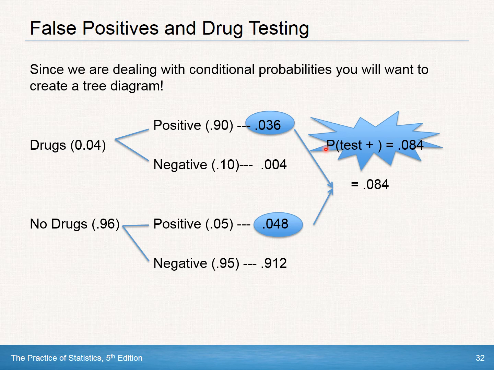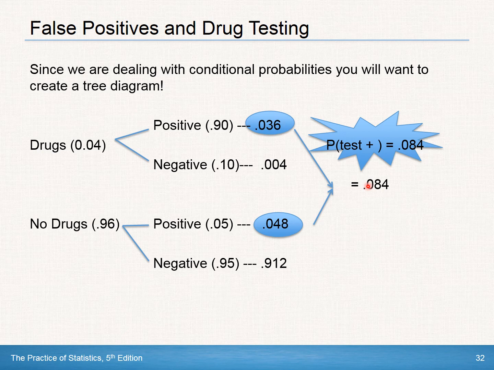Well, if you take a look at my tree diagram, there are 2 places it's going to turn up positive. That's if you took drugs and it turned up positive, and you didn't take drugs and it turned up positive. So you have to add that 0.036 to the 0.048. Okay, when you add those 2 together, you get 0.084.